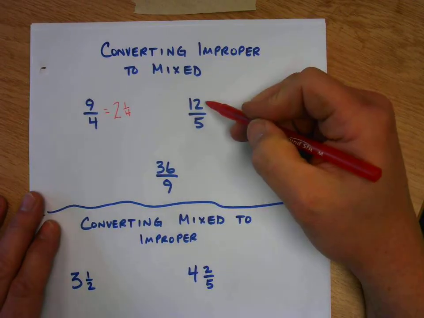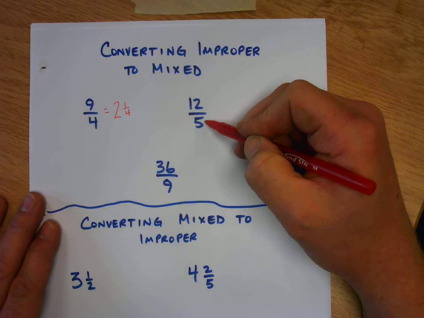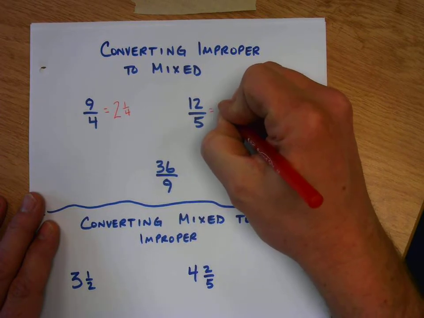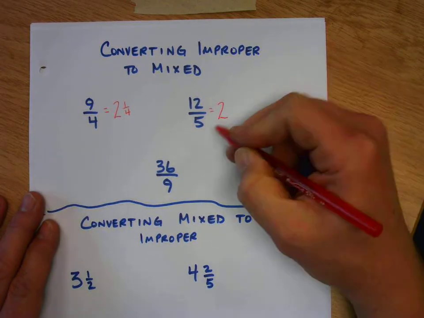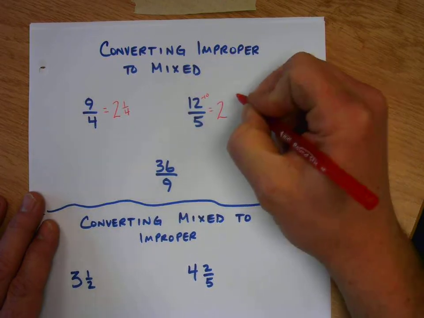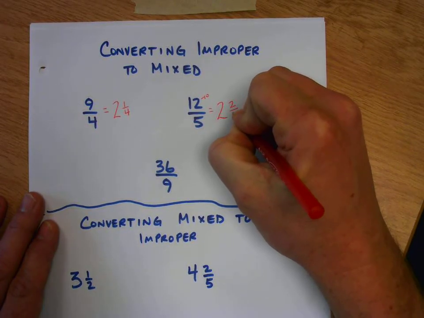Similar here, I now have 12/5. I have 12 parts, and I need 5 parts to fill a whole. So from the 12 parts, I can fill 2 boxes of 5. That would require 10 parts. If I subtract those 10 parts from the 12 that I have, 2 remain. So 2 2/5.